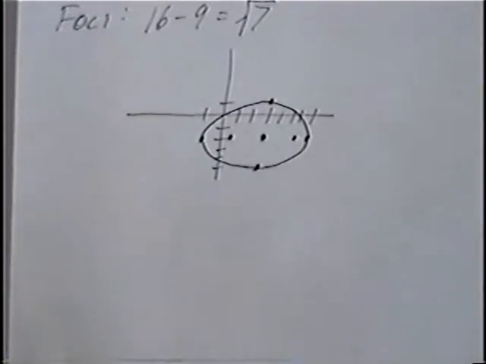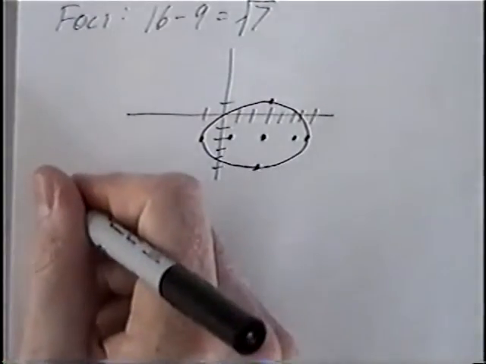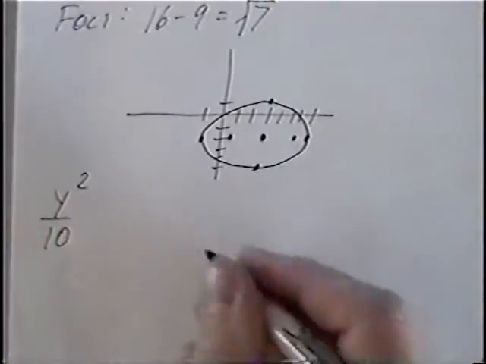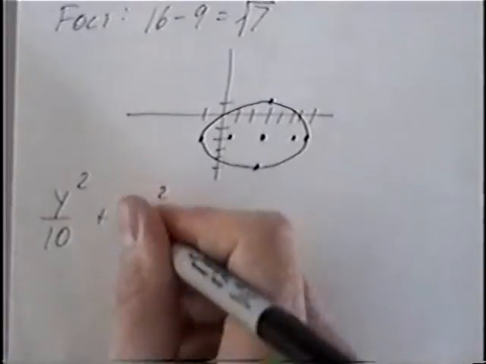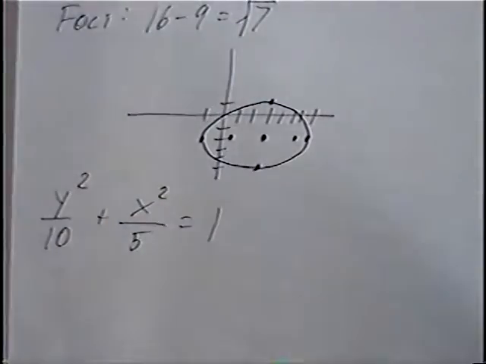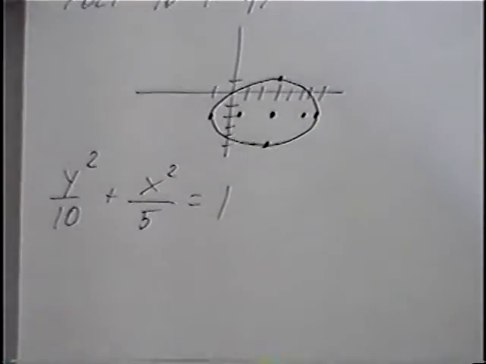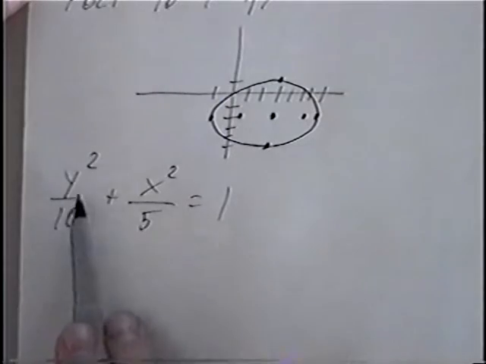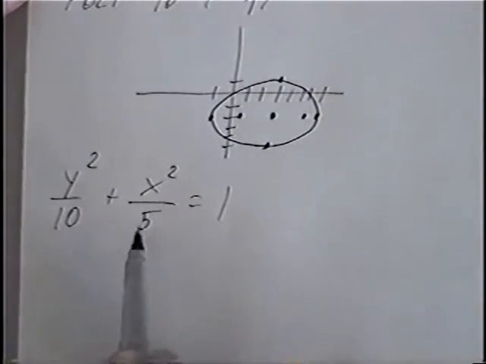Second question and last question for the section is y squared over 10 plus x squared over 5 equals 1. Again, this is in standard form for an ellipse. If we have x and y squared, both in fraction form, and it's equal to 1.